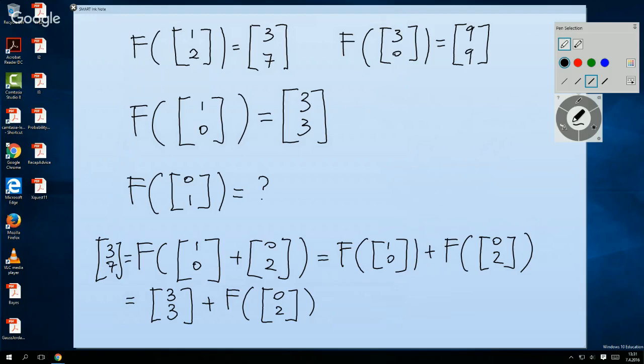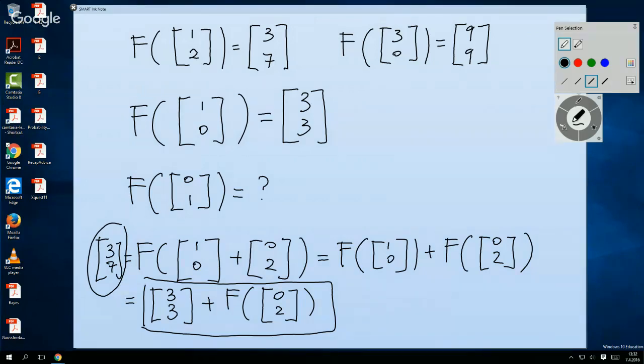Okay, so what is f of (0, 2)? Well, you know, this is really an equation that tells me that this thing here is equal to that. So f of (0, 2) I obtain by subtracting (3, 3) from (3, 7).